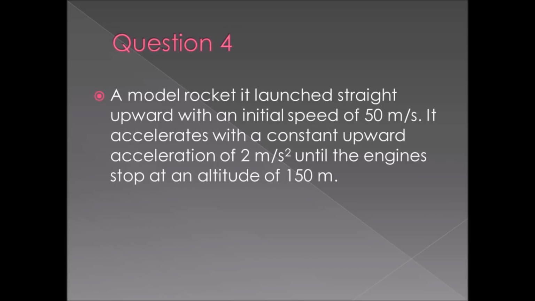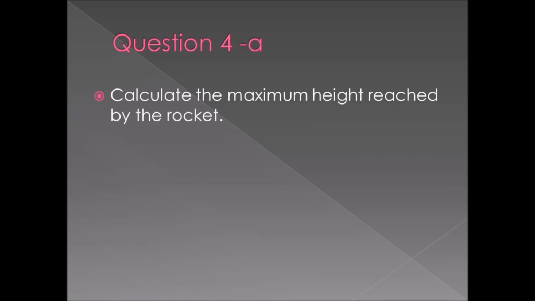Question 4. A model rocket is launched straight upward with an initial speed of 50 meters per second. It accelerates with a constant upward acceleration of 2 meters per second squared until the engine stops at an altitude of 150 meters. Part A. Calculate the maximum height reached by the rocket.